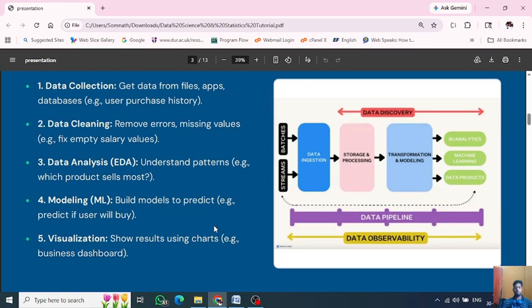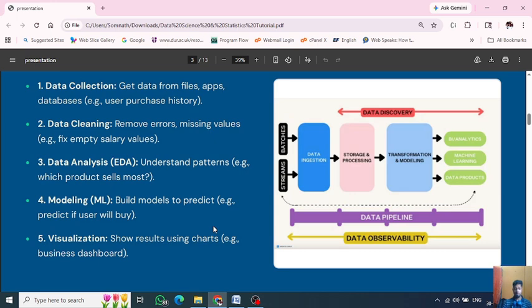Next step is data analysis. It's a very important part. Here we apply different mathematical formulas and statistical methods to find patterns, for example, which product sells the most.